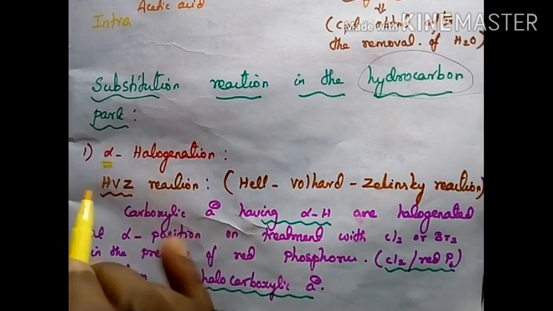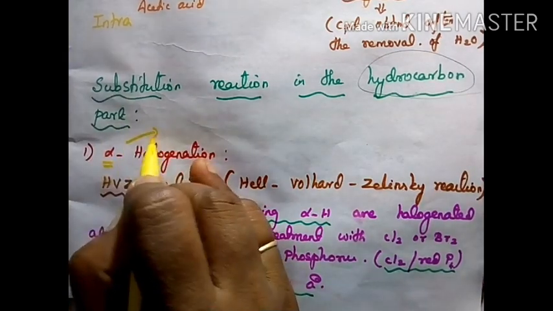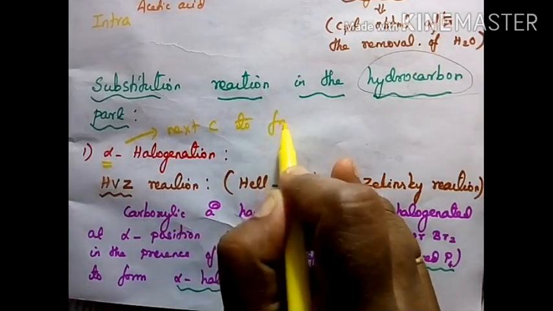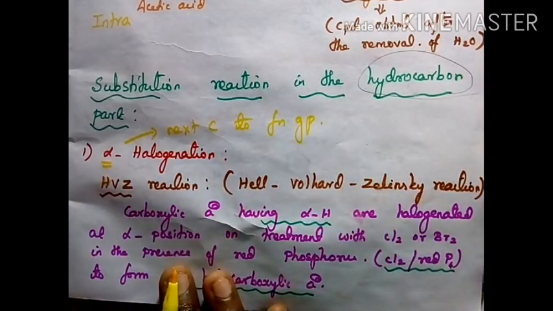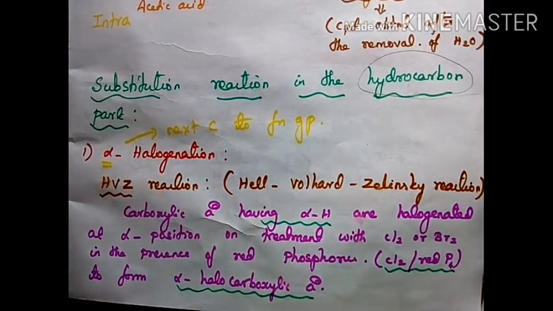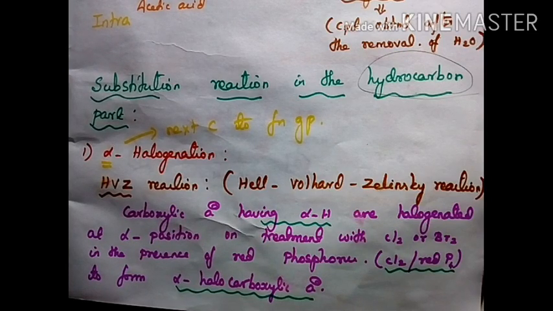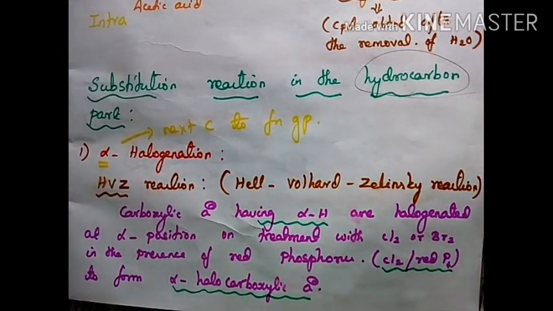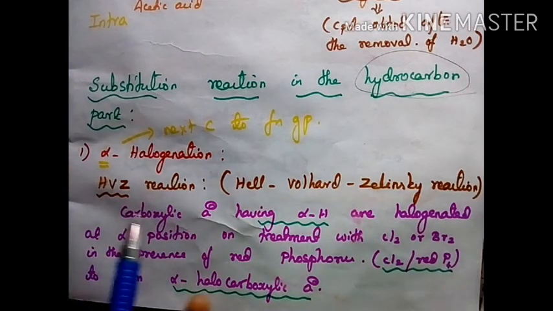What is the alpha position? That is the next carbon to a functional group. Here, which is our functional group? The carboxyl COOH group is our functional group.